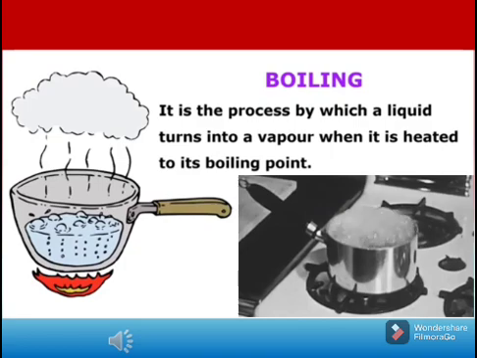The first process, or we can say the first method, is boiling. This is the process by which a liquid turns into a vapor when it is heated to the boiling point. So by boiling water to a certain extent, we can make it pure and we can drink that water.